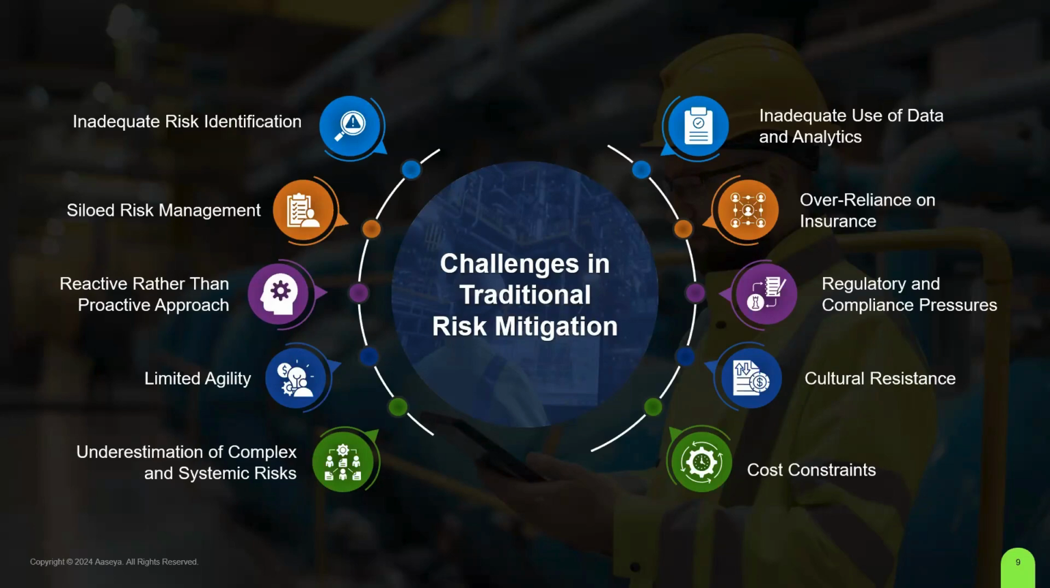Seven, over-reliance on insurance. Over-reliance on insurance can create a false sense of security, leading organizations to neglect other essential risk mitigation strategies, such as prevention, early detection, and proactive management. Insurance only addresses financial compensation after an event has occurred, but it does not reduce the likelihood of risks materializing.